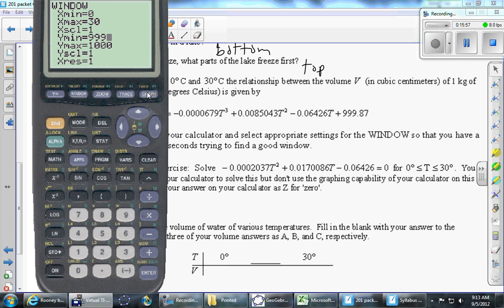Okay, so this is a really, really tight window, right? 999 to 1000. If I didn't know Todd, I would say we're probably going to see nothing because we're only looking at this little horizontal sliver. But Todd generally knows what he's talking about. So let's take a look.